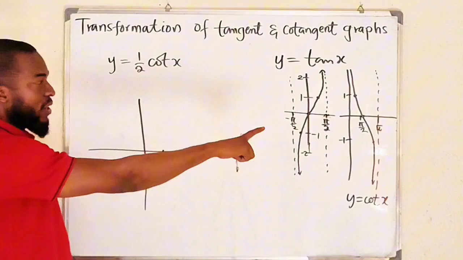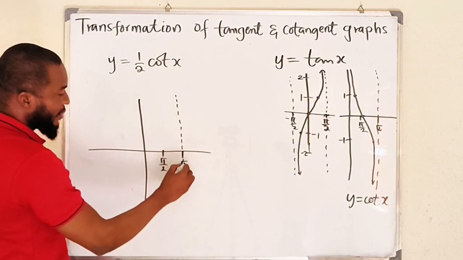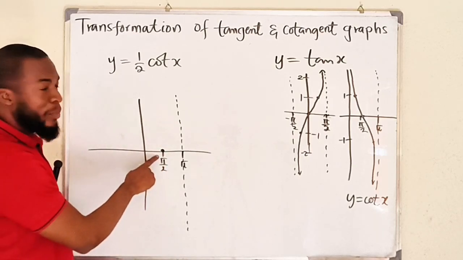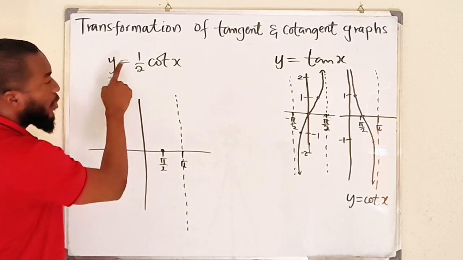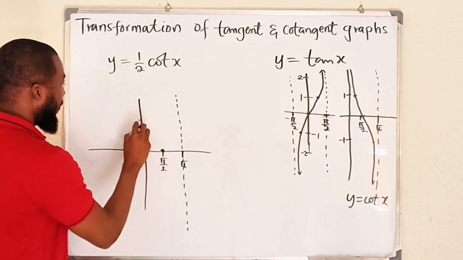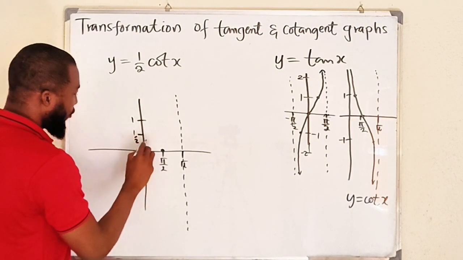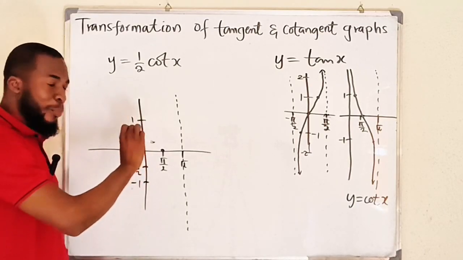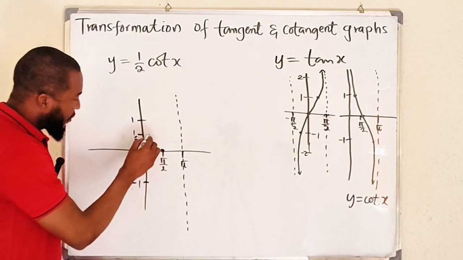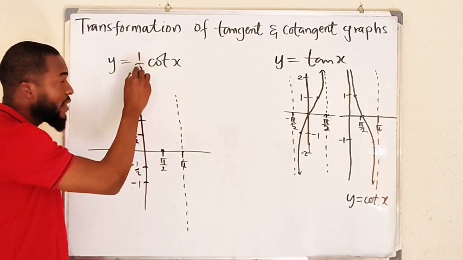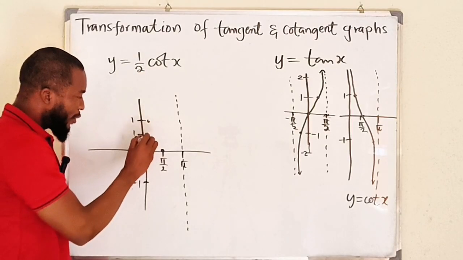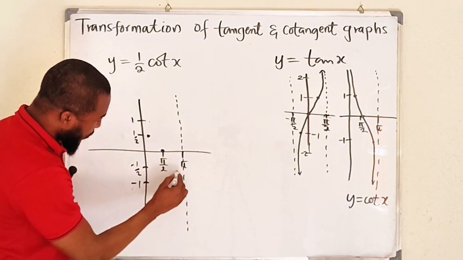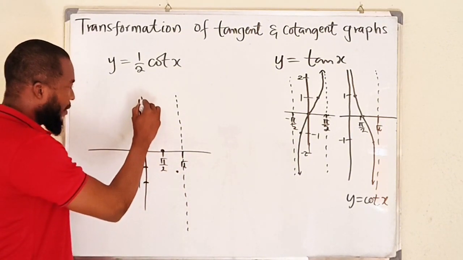All right, for cotangent, we have an asymptote here, which is a vertical asymptote. Then we have a point here at pi over 2, but all other points of y will be divided by 2. So if, assuming this is 1, this will be 1/2. If this is -1, this will be -1/2. So the graph will be compressed. Remember, this is supposed to be at 1, but since it is being divided by 2, you have to have your point right here. Then at this point, you have your point at 1/2. So the graph will look like this.